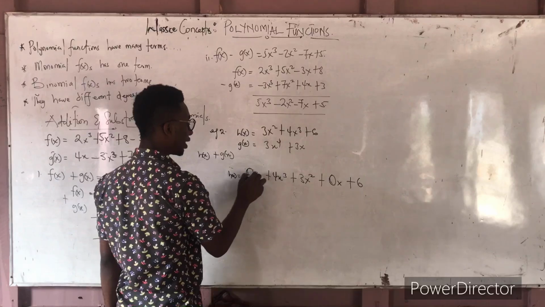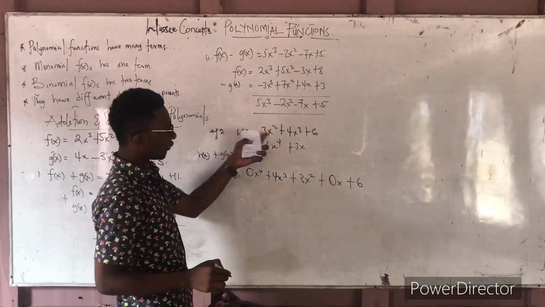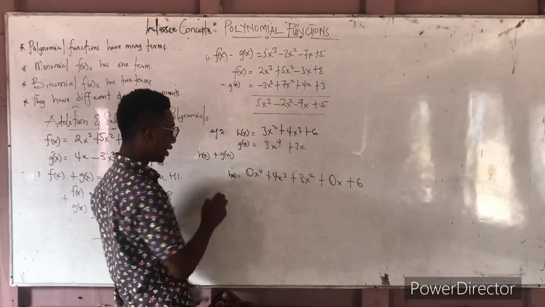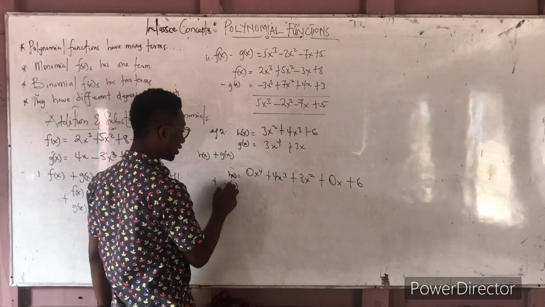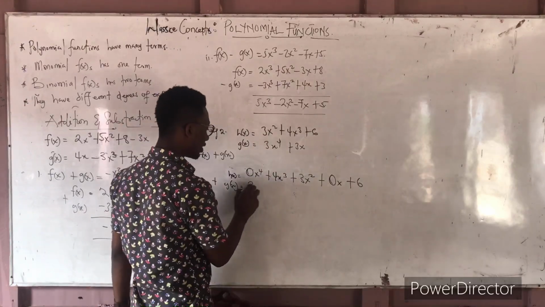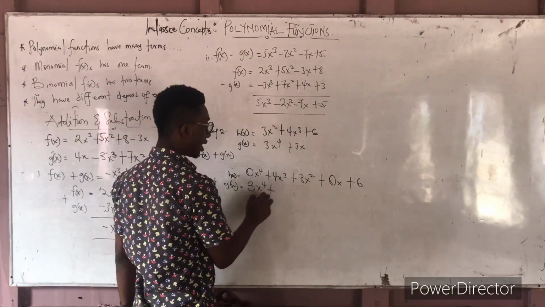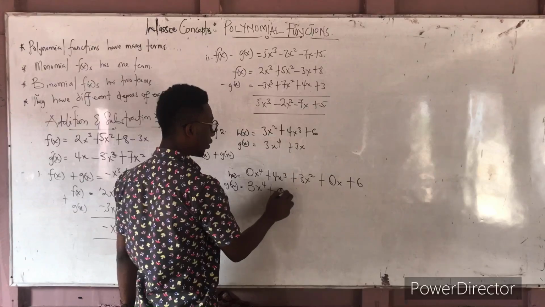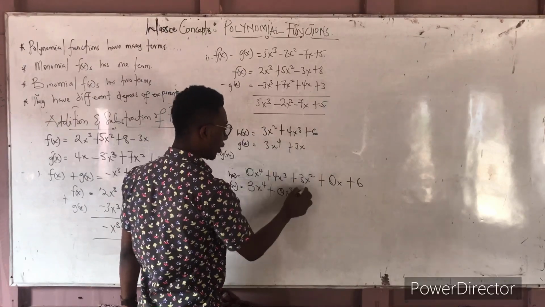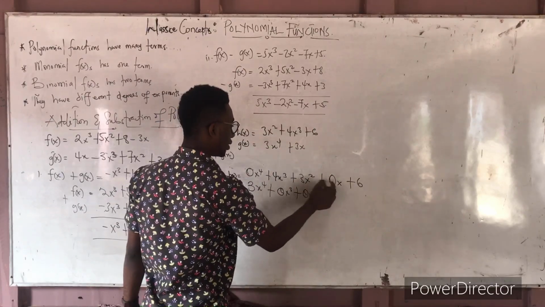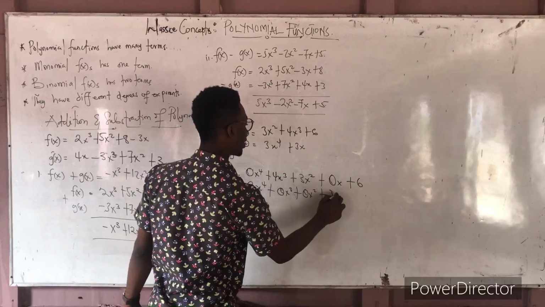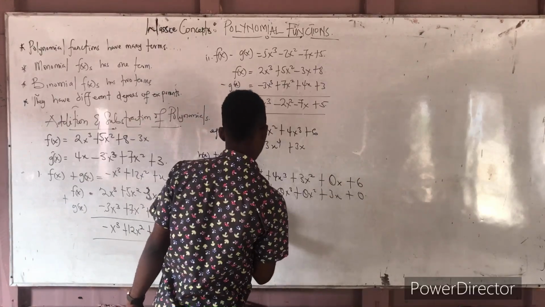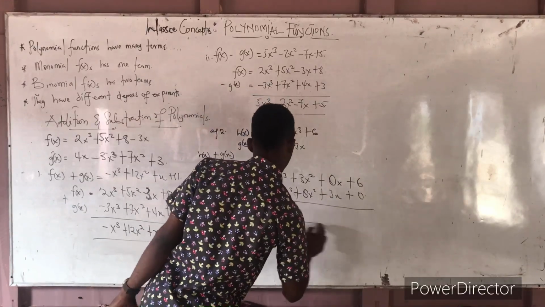At what? 0x exponent 4. So the h of x has no x exponent 4, so you just have to bring it down. Plus your g of x is then x exponent 4 because that's the highest exponent, plus no x cubed, so you get 0x cubed, no x squared, so you get 0x squared, and then x, okay, plus 3x and plus 0.